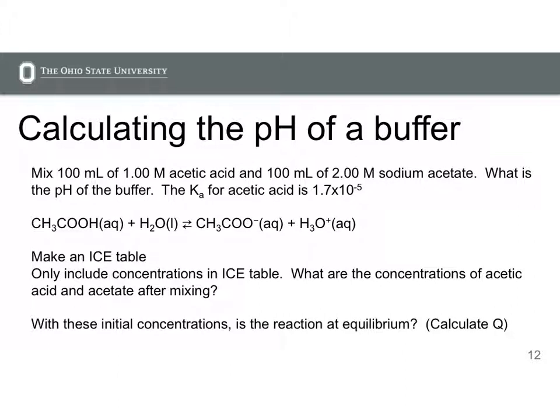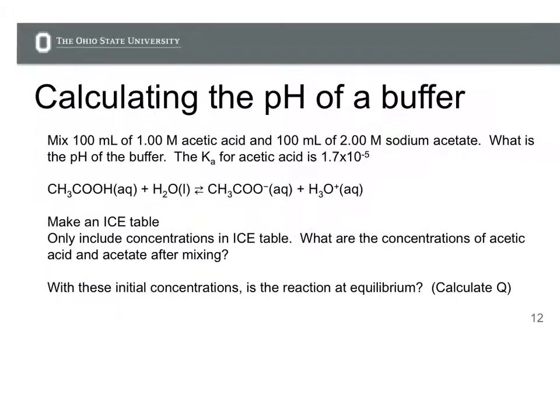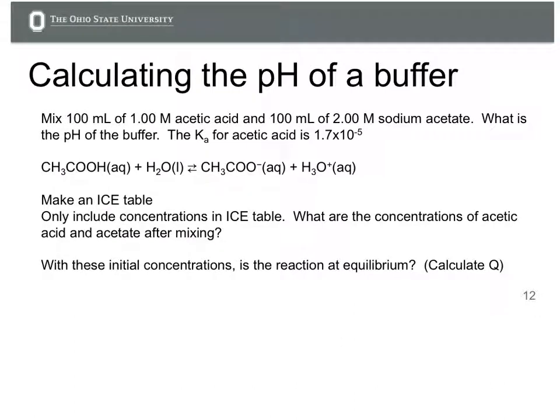All right, so let's actually talk about calculating the pH of a buffer. Here we go back to our acetic acid acetate. There's a lot that's going to happen in this problem, okay? So we're going to do this stepwise. First, we're going to mix 100 mils of 1 molar acetic acid with 100 mils of 2 molar sodium acetate. And we want to find the pH, and our Ka for acetic acid is 1.7 times 10 to the minus 5.